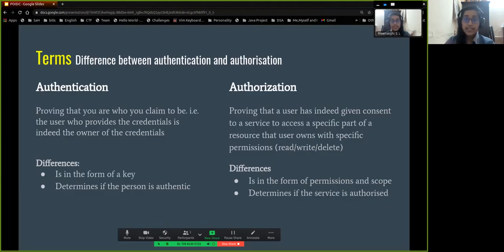So the first thing is the difference between authentication and authorization. Authentication basically means you are who you claim to be. That when you provide some user credentials, the service will know that, okay, this is the person who is the owner of these user credentials. Now, that is what is meant by authentication. Authorization means that you need to prove that a user has given consent to a service to access a specific part of your resource with specific permissions. So those are the differences between authentication and authorization.